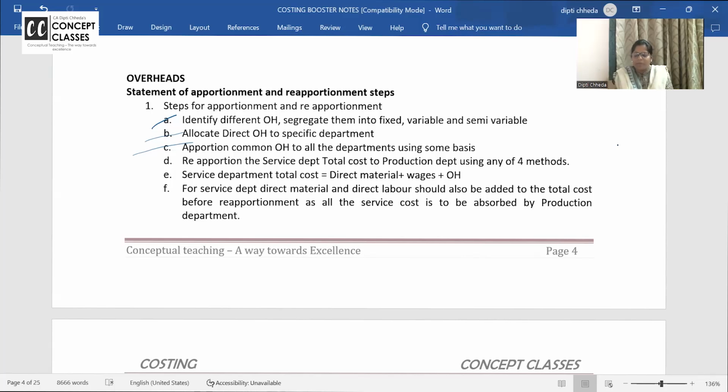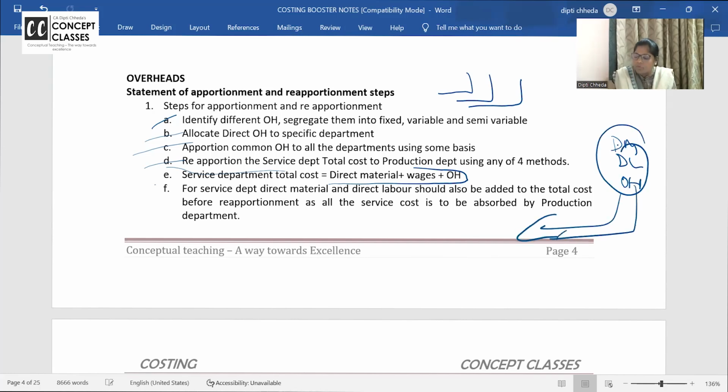Reapportion the service department total cost to production using any of the four methods. Yes, service department expenses you apportion to production departments based on any method. Very important, so that I should not miss out, that's why I've written it. When you apportion the expense to production departments, you are taking only overhead because we are in the overhead chapter. But for service departments, direct material, direct labor, overhead, everything is to be reapportioned.